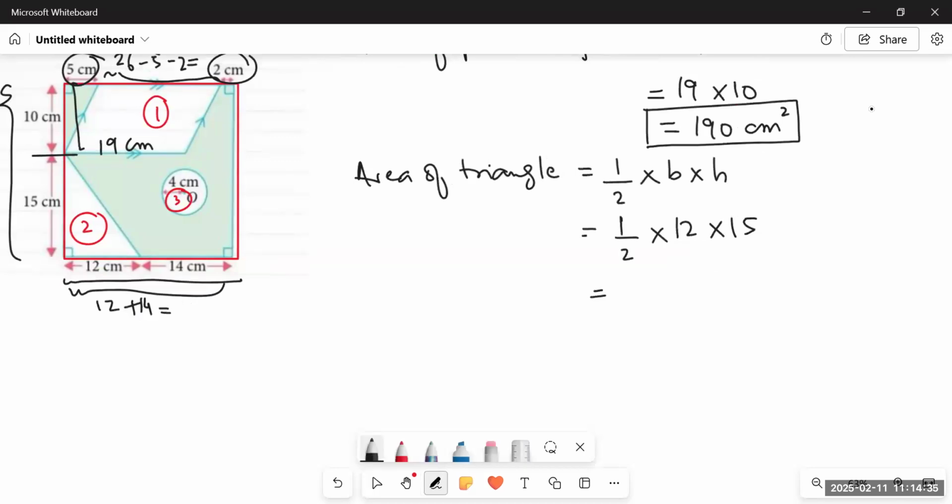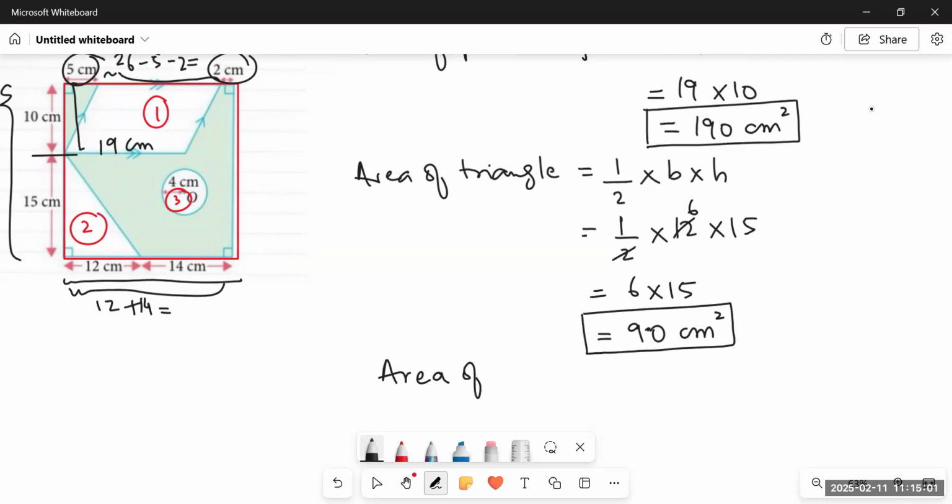The area of the right angle triangle would be half of 12 times 15: 2 ones are 2, 2 sixes are 12, so 6 multiplied by 15. So the final area would be 6 multiplied by 15 is equal to 90. This is the second area that we have to subtract from the area of the rectangle. Then we will talk about the area of the circle.